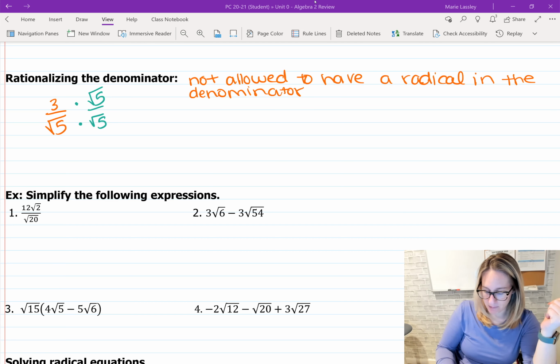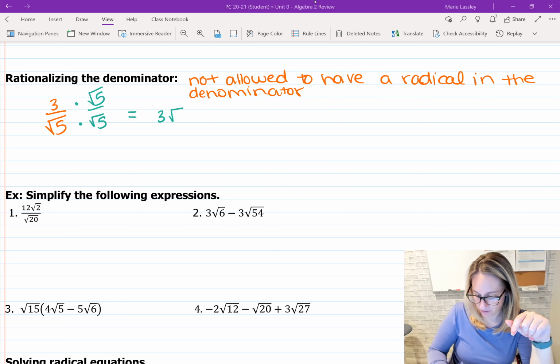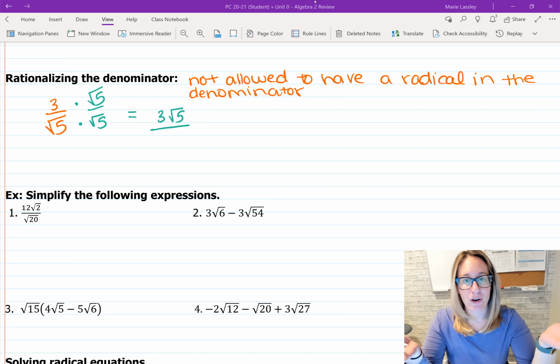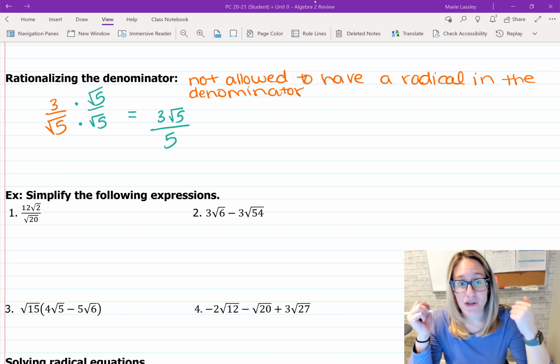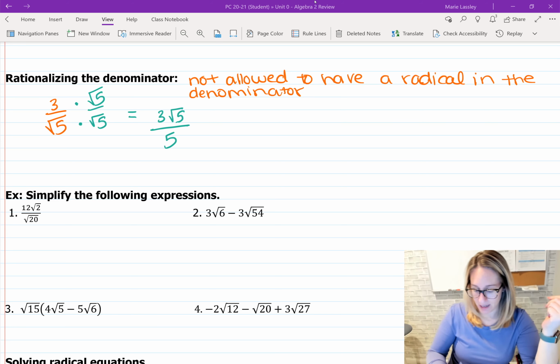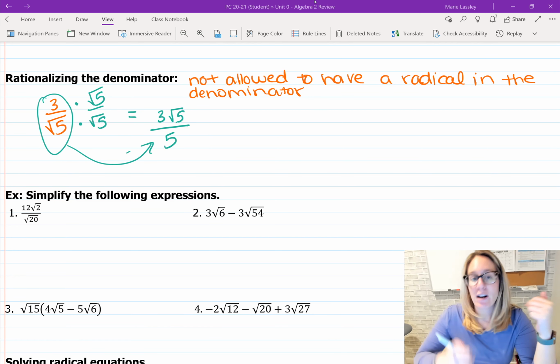All right, so now I'm just going to go ahead, I'm going to multiply straight across. So that's going to give me 3 square root of 5. And then, like I said, the square root of 5 times the square root of 5 is just 5. So that is my number rationalized. So this and this, right, are equal to each other.